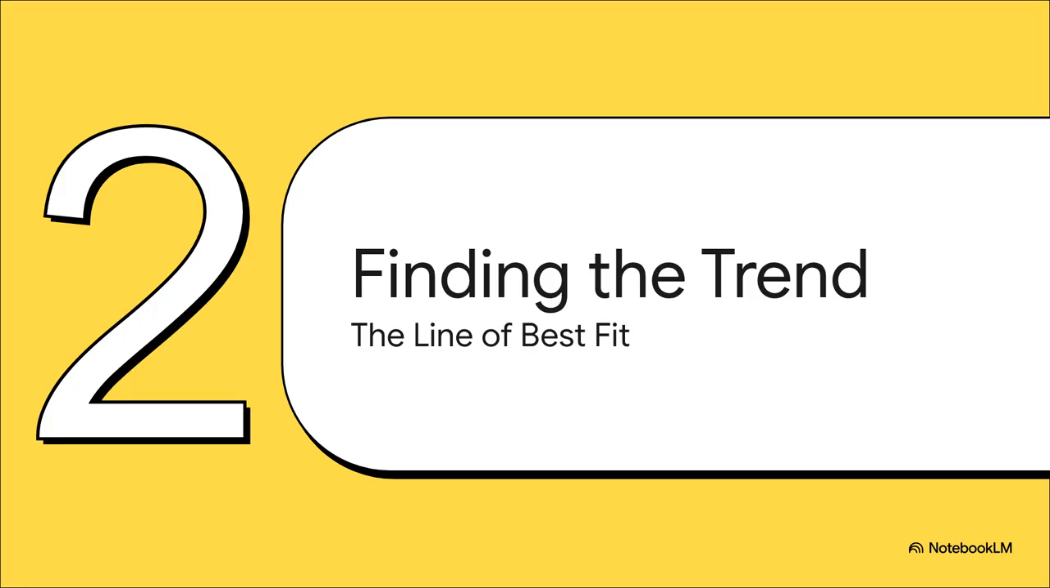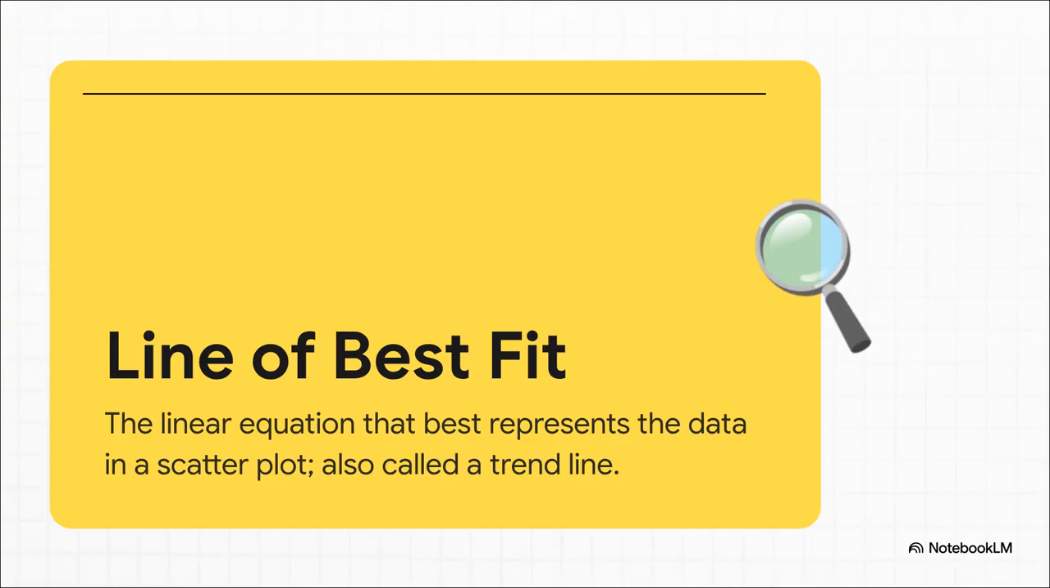Okay, so we've plotted our data, and we can actually see a relationship. That's fantastic. But a cloud of dots, while it's helpful, isn't quite precise enough for making exact predictions. To do that, we need to find the single, clear trend that's hiding in that data. And this is where the line of best fit comes in.